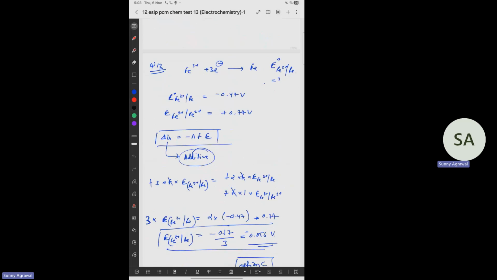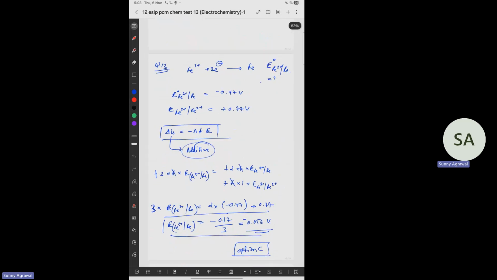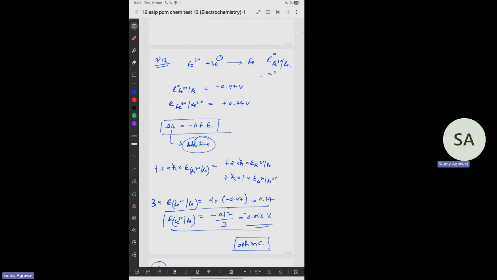We have to calculate E0 reduction for the conversion of Fe3+ to Fe. Whenever we are trying to add reactions, we can't directly add E0 values, but we know that delta G is additive in nature. We have a relation between E0, EMF and delta G, that is delta G equals minus nFE. With the help of that, we can calculate the delta G value for each reaction.